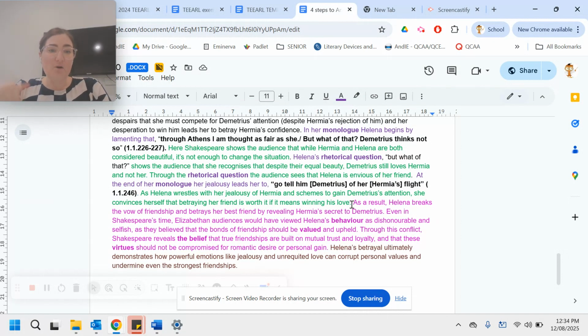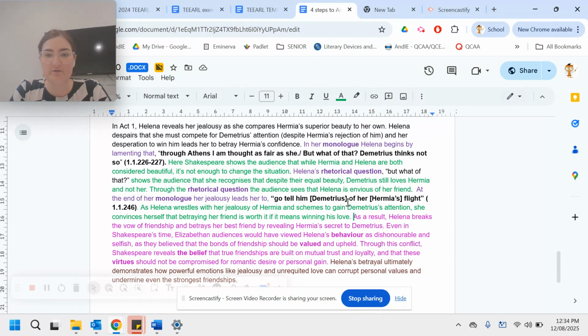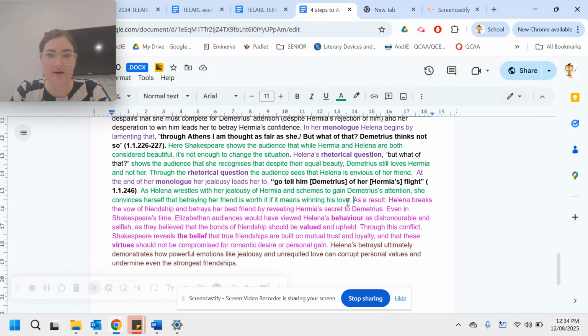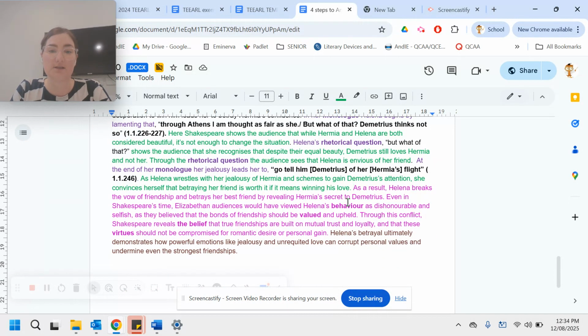So, why does it matter? What's the effect? Well, as Helena wrestles with her jealousy of Hermia and schemes to gain Demetrius's attention, she convinces herself that betraying her friend is worth it if it means winning his love. Not a very good friend here, right? You're betraying your friend for the love of a man who doesn't even love you. Very bad form, Helena. So we need to talk about the cultural assumptions, attitudes, values, beliefs, the norms of the time, okay?